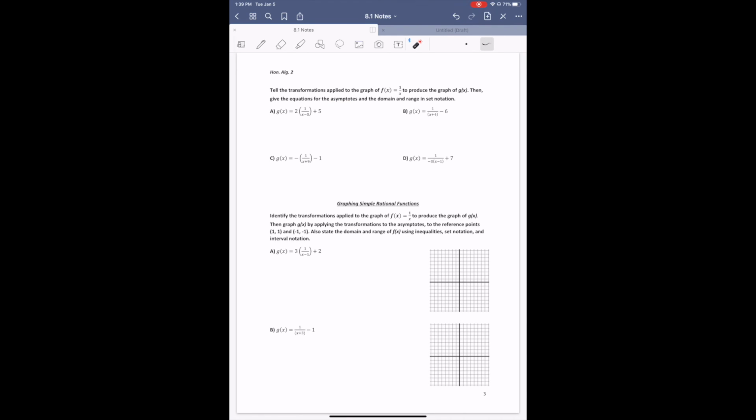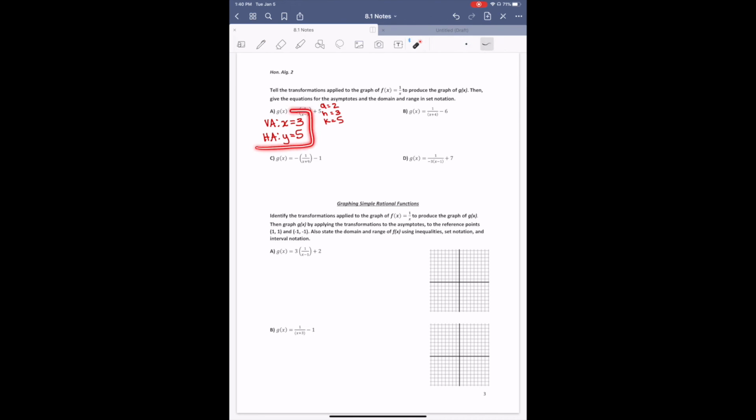So looking at A, we have 2 times 1 over x minus 3, plus 5. Remember, your first step should always be to identify your a, h, and k values. In this case, you can see that a is equal to 2, h is equal to positive 3, and k is equal to positive 5. So let's start by identifying our asymptotes. Okay, vertical asymptote is located at x equals 3. Remember, x equals h. And our horizontal asymptote is located at y equals k, which means y equals 5.